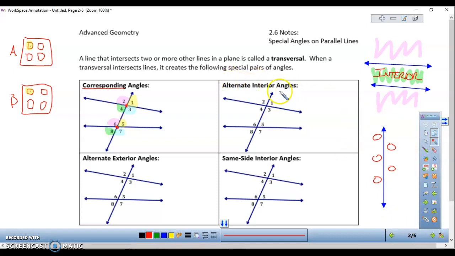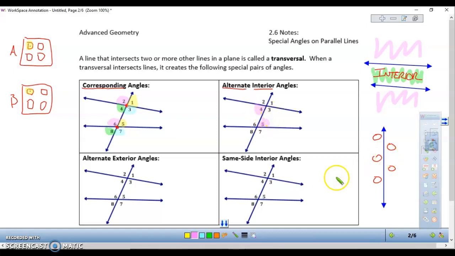So if I'm talking about alternate interior angles, I want two angles that are on opposite sides of the transversal, but inside the two lines, all right? So an example of that would be angle 4 and angle 5. Now you might look at this picture and say, well, angle 4 and 3 are on alternate sides of the transversal, and they're both in the interior. But remember, we already have a special relationship with 4 and 3, and that is that they're a linear pair. So we're not going to take over that relationship.